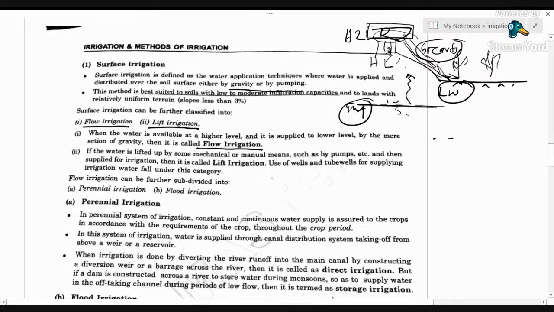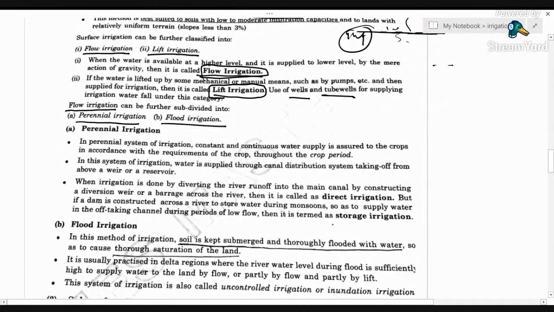Generally, the cost of lift irrigation is higher compared to the flow irrigation project. A flow irrigation project is generally less costly than lift irrigation. We can design wells, tube wells, or even pumps for a lift irrigation project. Again, flow irrigation is divided into perennial irrigation and flood irrigation. Perennial irrigation means when we supply constant and continuous water to the irrigation field.